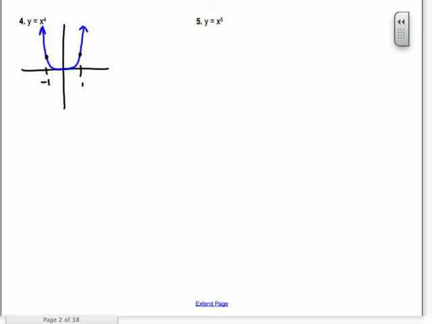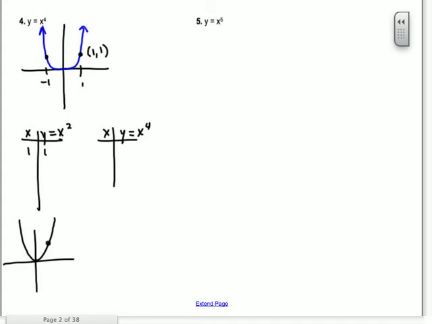Let's think about what the t-table does. Let's think about y equals x squared versus y equals x to the 4th. At 1, if I square 1, I get 1, so I have the point 1, 1 on both of them. Same with negative 1. If I square it, I get 1. If I raise it to the 4th, I get 1. Think about bigger numbers. If I had 2, 2 squared is 4. What's 2 to the 4th power? 2 times 2 times 2 times 2. 16. So basically if I had 2, it shoots up really fast to 16.